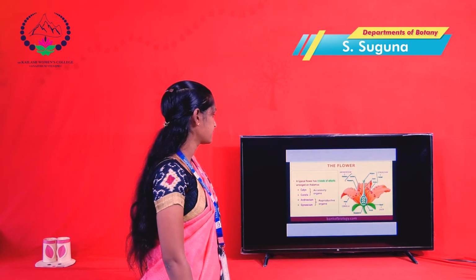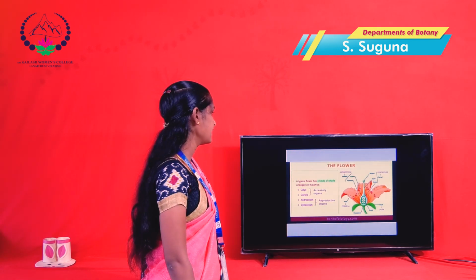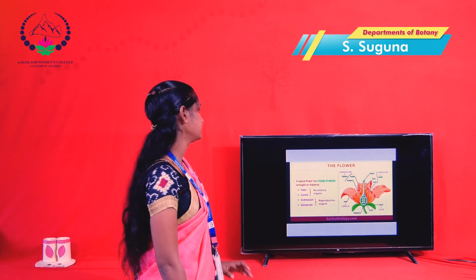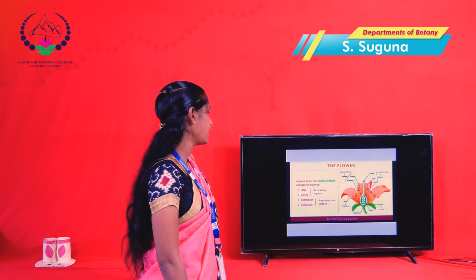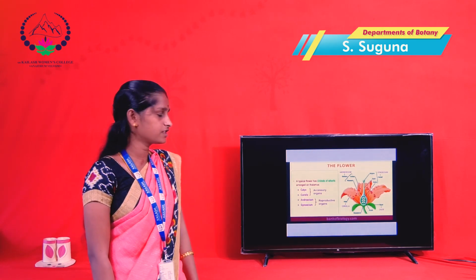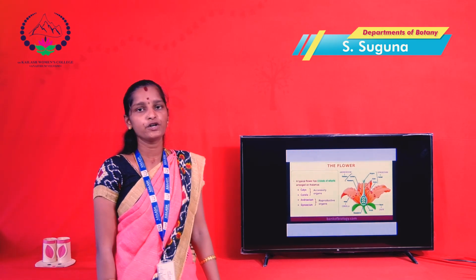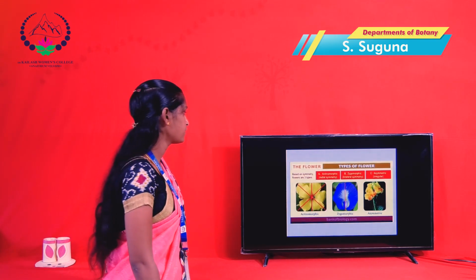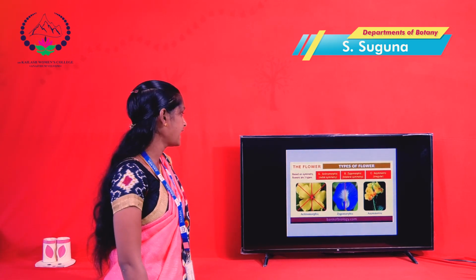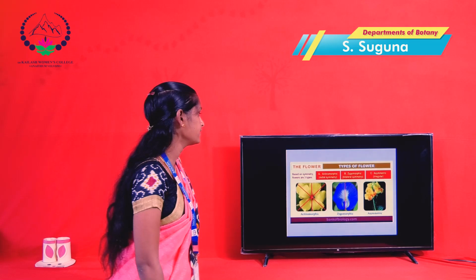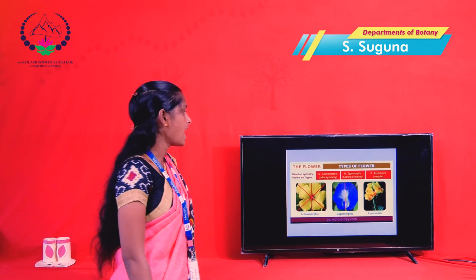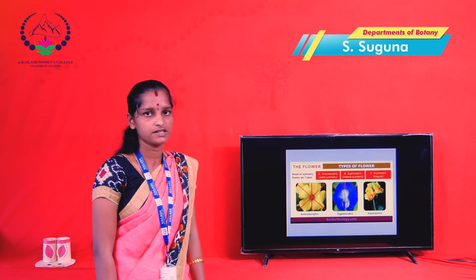Next, the flower. The flower is the colorful part of the plant. The flower is divided into four parts: calyx, corolla, androecium and gynoecium. The first two, calyx and corolla, are the accessory organs, and androecium and gynoecium are the reproductive organs of the plant. Next one is types of flower. Flowers are divided into three types. First one is actinomorphic, which is radial symmetry. Zygomorphic is bilateral symmetry, and asymmetric is irregular.